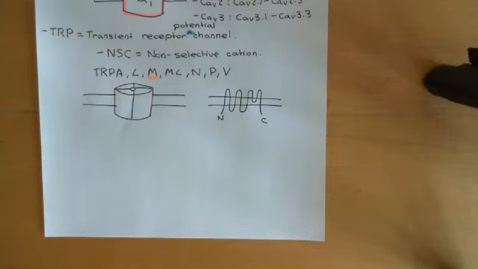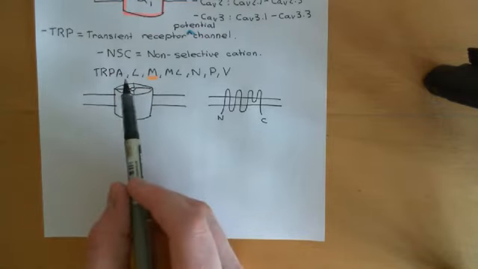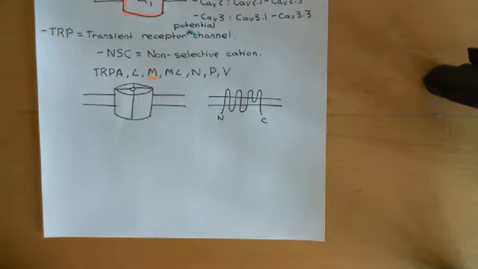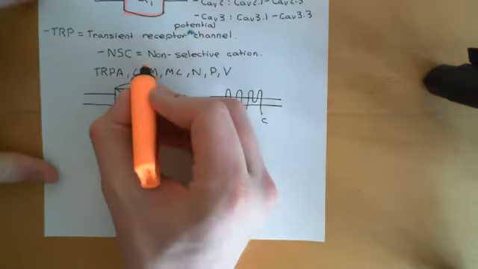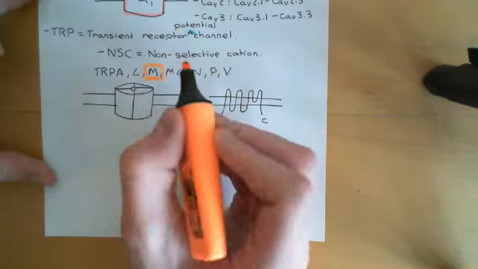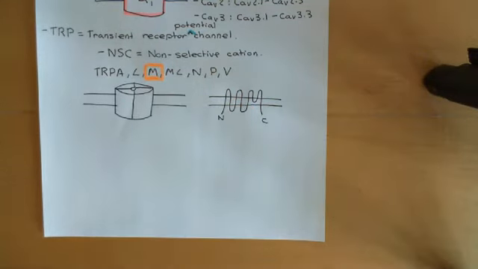The examples that we're going to see are going to be homotetramers. The subunits for TRP channels are separated into these seven different families, and the family that's going to be important for us is this TRPM family. So we're going to look later at TRPM1, TRPM7, things like that. Okay, so that's the prerequisite portion on ion channels now finished.